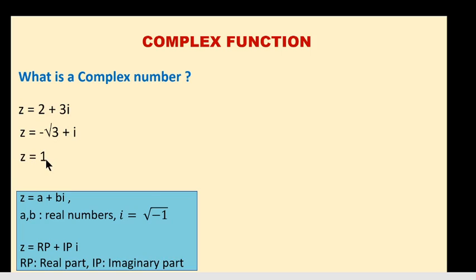z equal to 1 is a complex number. It can be written as 1 plus 0i. Here 1 is the real part and 0 is the imaginary part. z equal to minus 5i is a complex number. It can be written as 0 minus 5i. Here 0 is the real part, minus 5 is the imaginary part.